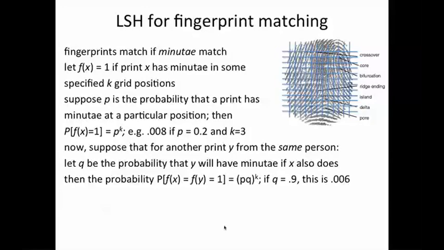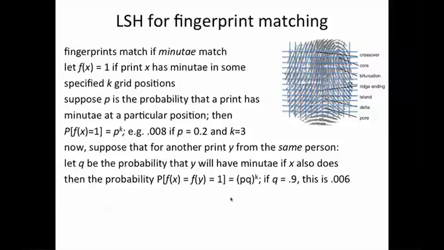What is the probability that f of x is 1 and f of y is also 1? Well, first of all, the probability that f of x is 1 is p to the k, so that needs to happen. But then y also has to have minutiae in the same k positions, so you multiply by q k times, so you get p times q to the k. If q is 0.9, that means there's a 90% chance that y will have minutiae if x also does in a particular cell, then p q to the 3 works out to 0.006.